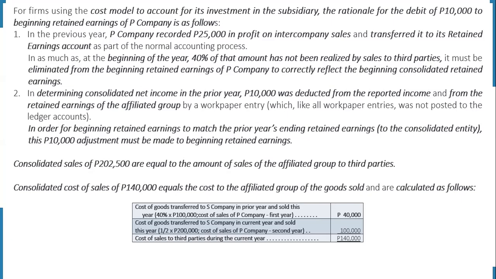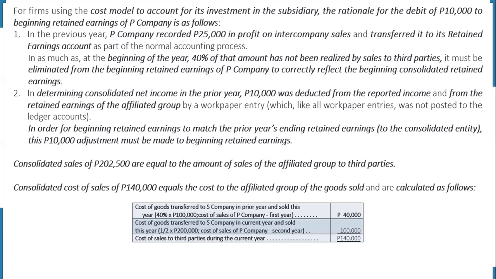So initially it's the sum of the intercompany profit on purchases and sales, and we have now the cost of goods transferred to S company during the current year and sold this year. So only 1/2 of the purchases from the parent company. So the corresponding adjustment should be made if there is a change in the data of the problem.